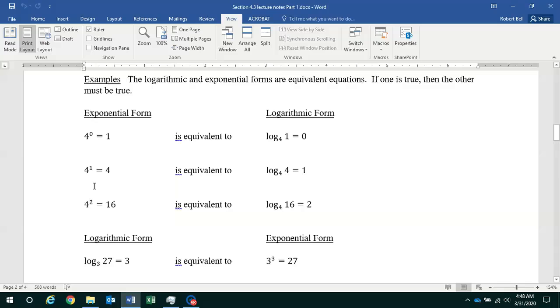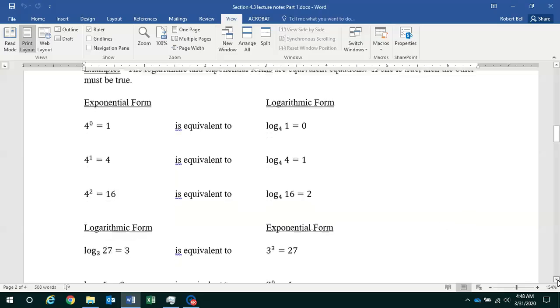We know that 4 to the first power is equal to 4. 4 is the base, 1 is the exponent. So it has to be true that log base 4 of 4 is equal to 1. We also know that 4 squared is equal to 16. 4 is the base, 2 is the exponent. So the exponent 2 is equal to log base 4 of 16. 4 is the base in the exponential equation and in the logarithmic equation.